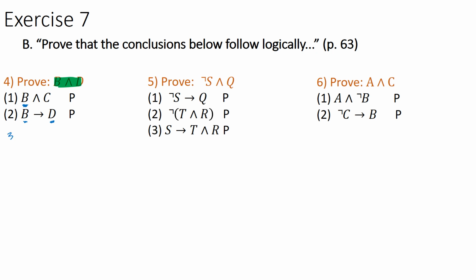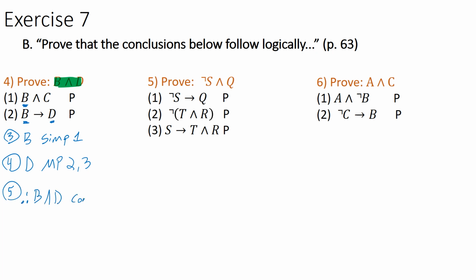So for line 3, the first move is just to get B by the simplification of line 1. And then for line 4, because we have B is the case, we could affirm the antecedent to get the consequent D by modus ponens with sentences 2 and 3. We want the conclusion to be B and D. Sentence 3 has B, sentence 4 has D, so for 5, therefore B and D by the conjunction of 3 and 4.